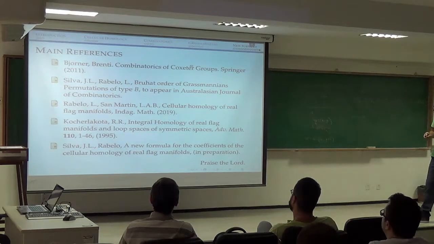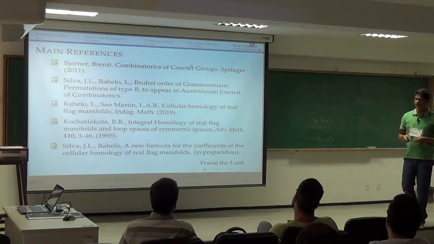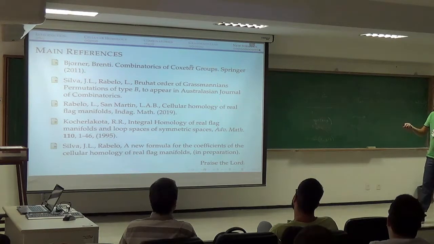And we have this one of Coachella-Cotta in 1994-95. And we also have this article in type B, illustrating this Bruhat order of the Grassmannian permutations of type B. I will talk about this in the last class of the mini course. Okay, so I will talk about this type B case.